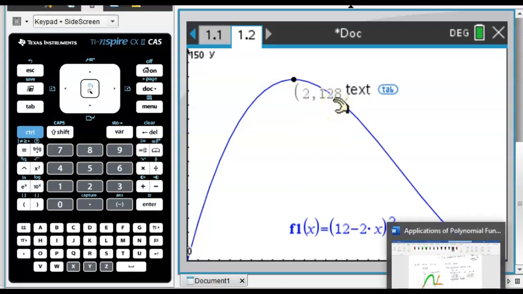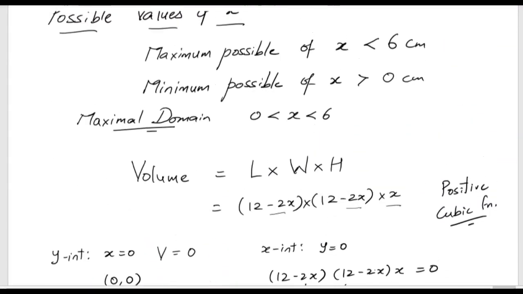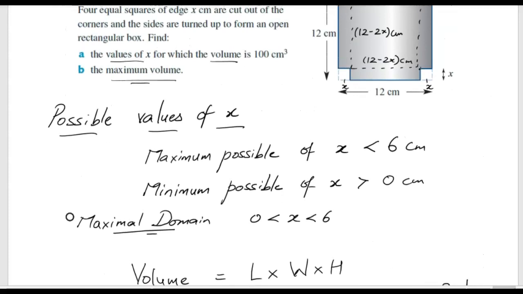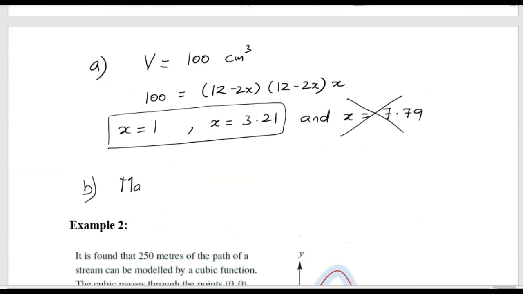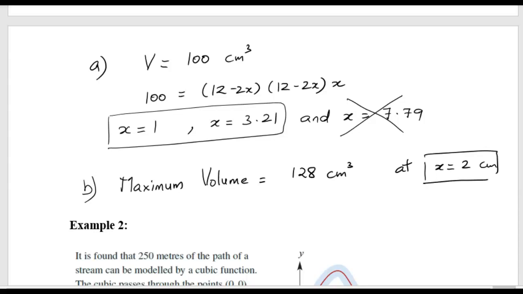So now let's go back to my question. My question basically is asking me to find the maximum volume of this open rectangular box. So I can simply say the maximum volume is going to be 128 centimeter cube, now at x equal to 2 centimeters. What this means is when we cut squares of 2 centimeters from each of the 4 corners, we end up getting a box which has the maximum possible volume in this particular scenario. And with that we complete this question.